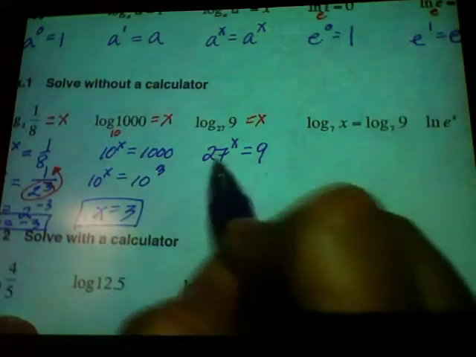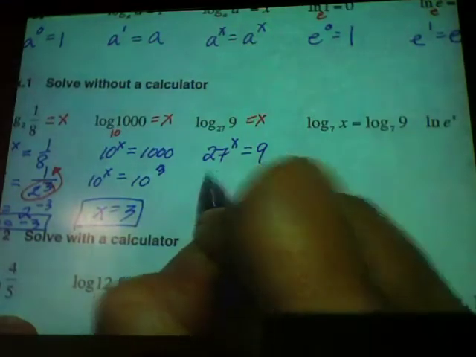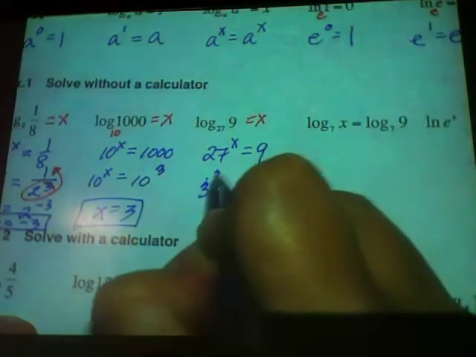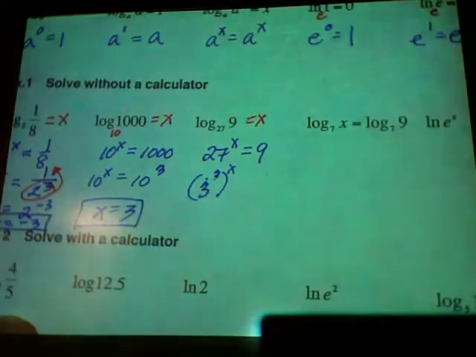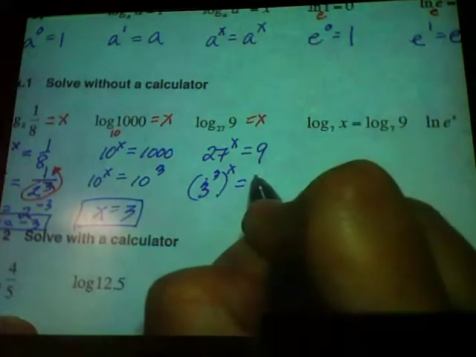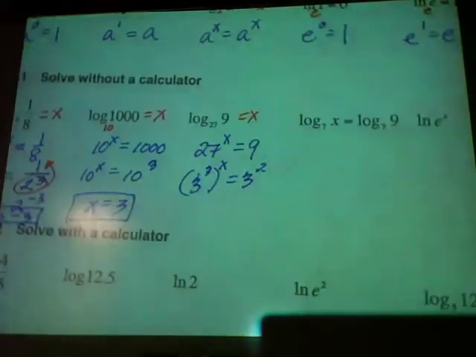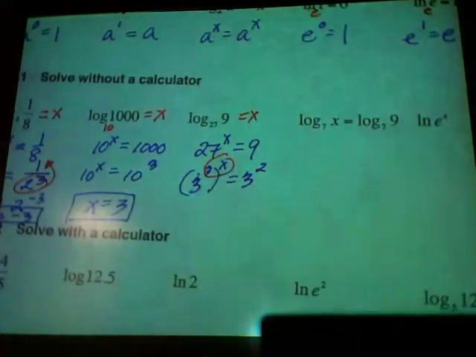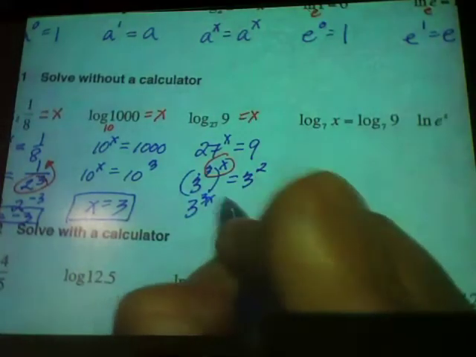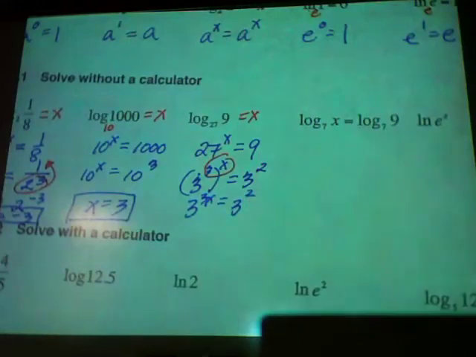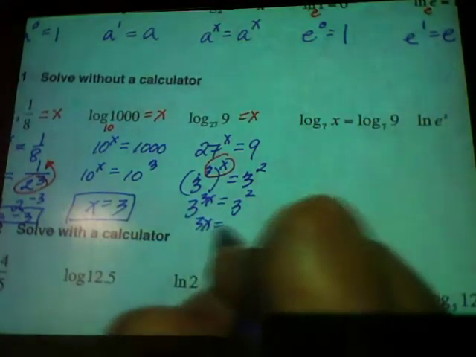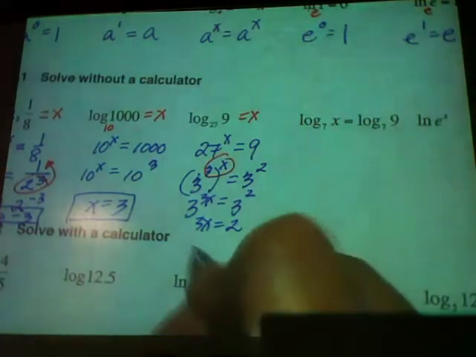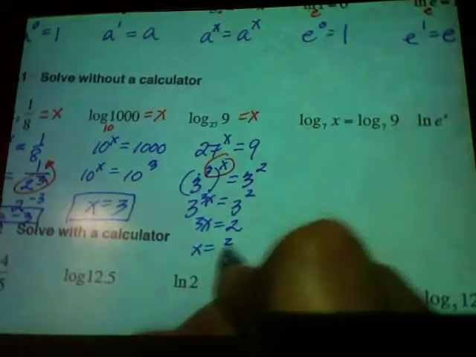So this right here becomes what to the what? 27 is 3 to the third, and then all of that is raised to the x, right? And then 9 becomes what? 3 squared. And then what is the rule for power to power? What do you do with the exponents? Multiply. So this is really 3 to the 3x equals 3 squared. So now can't I drop my bases and just solve 3x equals 2? And then divide by 3, x is equal to 2/3.